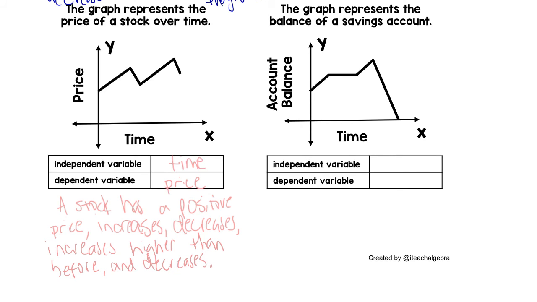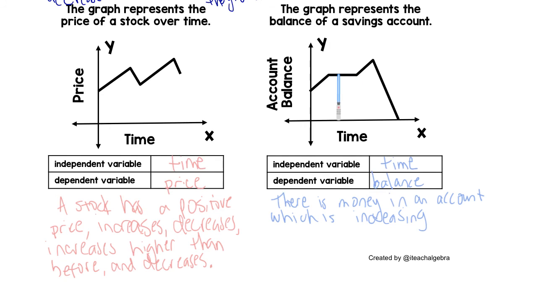numbers. The graph represents the balance of a savings account. Well, independent variable is time. Dependent is balance in the account. All right, so when time is 0, when we start looking at this account, it does have a balance. So there is money in an account which is increasing, so it increases and then it stays the same.